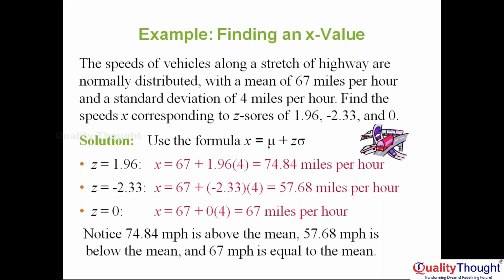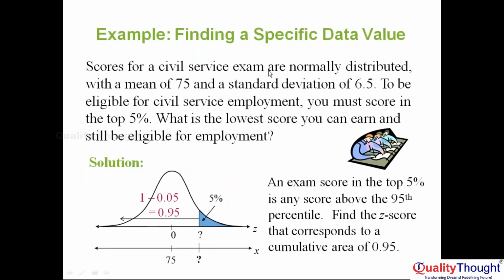Okay, and scores of a civil service examination are normally distributed with a mean of 75 and a standard deviation of 6.5. To be eligible for civil service employment, you must score in the top 5%. What is the lowest score that you can earn and still be eligible for the employment?